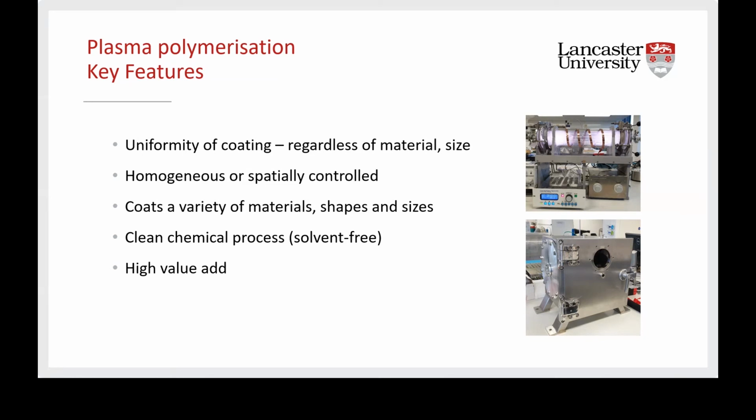Key features of the technology are uniformity of the coating, regardless of the substrate, the material that you put into there, or its size. Your coating can be homogeneous, it can be spatially controlled. You can coat a variety of materials, shapes, sizes, geometries. Generally, we say it's substrate agnostic. It's a clean chemical process, solvent-free, and the vacuum process means that you only use very small quantities of reagents within a closed system. The process itself can give you a high value add to your products that you're coating.